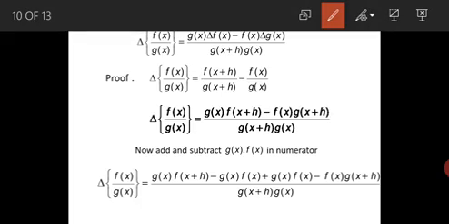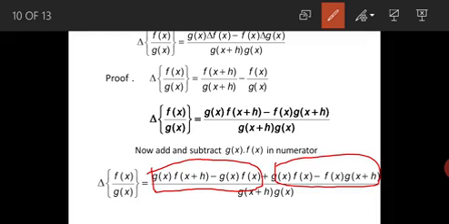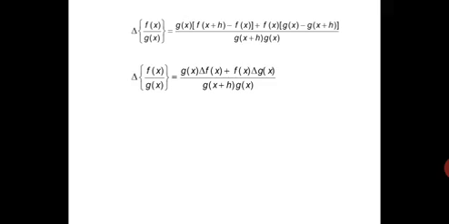Now in this term I will take common, in this term I will take common, and in this term I can take common, right? So here I can take common g of x, and here I can take common f of x. You can see it here in the numerator. Here g of x I have taken common, f of x plus h minus f of x will be left. Here f of x I will take in common, so g of x minus g of x plus h is left out. Okay.